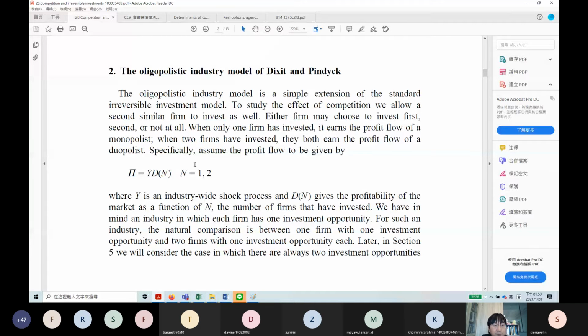D1 means the situation is in monopoly, just only one player over there. So the profit flow is more than when there are two players, right? So D1 is not D2, and D1 is larger than D2.